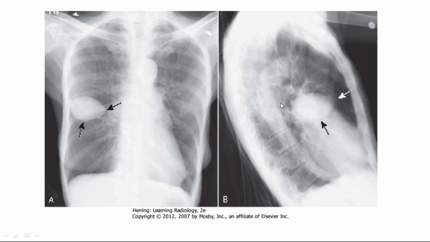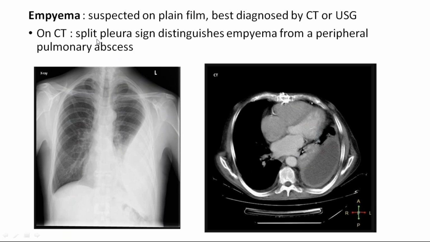These are the frontal and lateral radiographs showing a loculated pleural effusion in the horizontal fissure, giving a lenticular or an oval-shaped appearance. Empyema. Usually we cannot diagnose empyema on a plain chest film. We can just suspect the empyema on a plain film, and it is best diagnosed by CT or ultrasound.